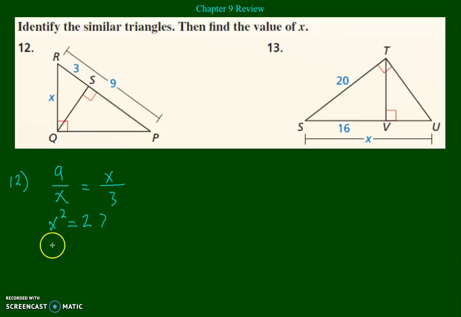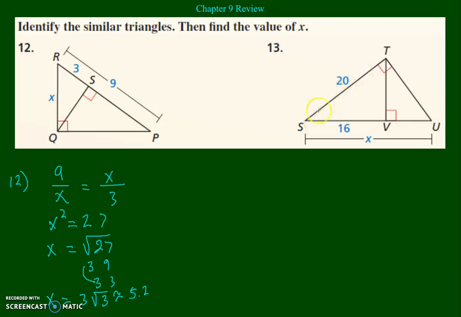Take the square root of both sides. X equals the square root of 27. And 2 doesn't go into that. 3 goes in 9 times. 3 goes in 3 times. So x equals, there's one pair of 3's, 3 square roots of 3, which is approximately 5.2.